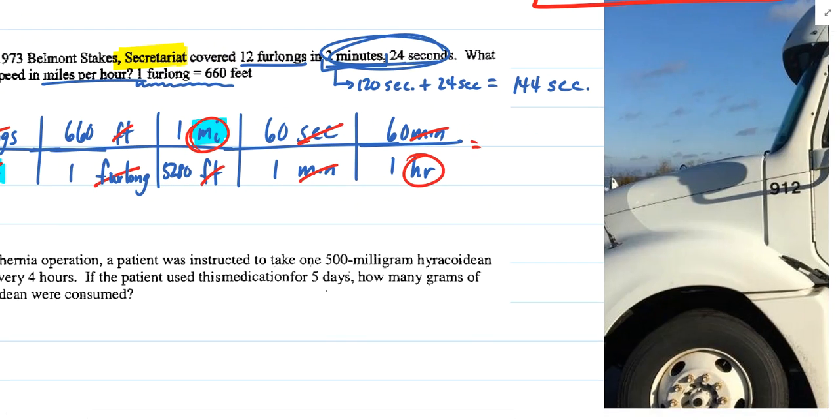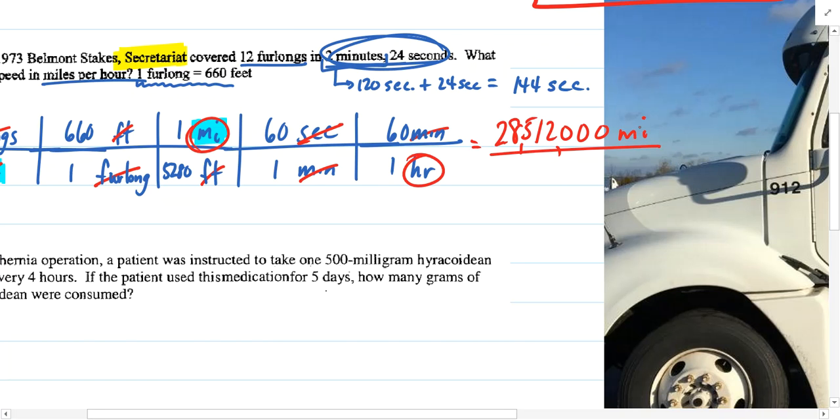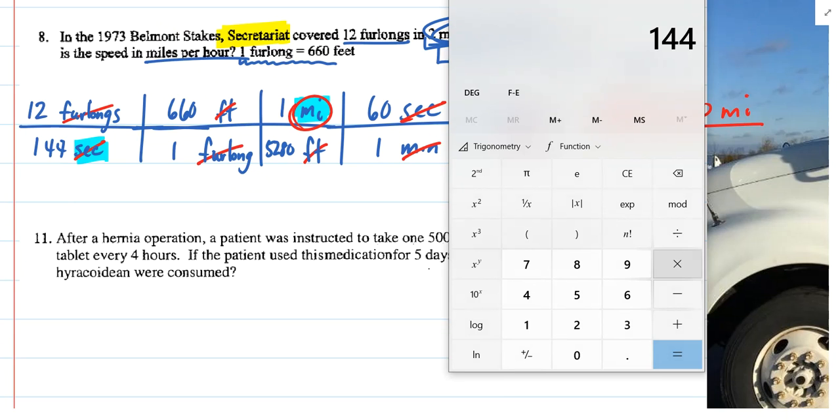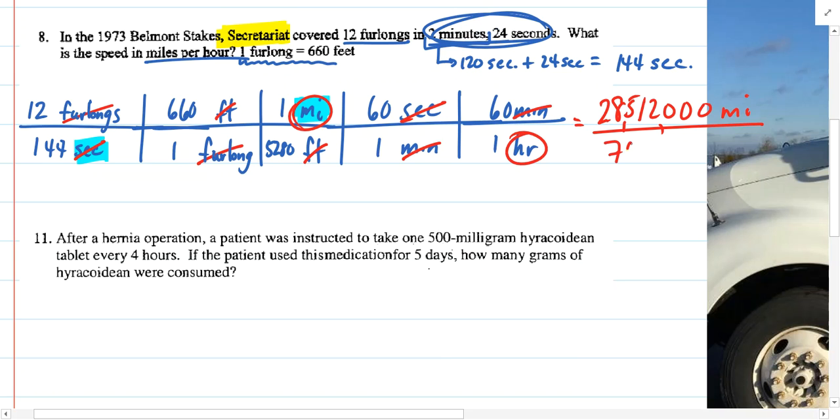And we're getting quite a large number here. 28,512,000 miles. And across the denominator, we have 144 times 5280, which is 760,320 hours.